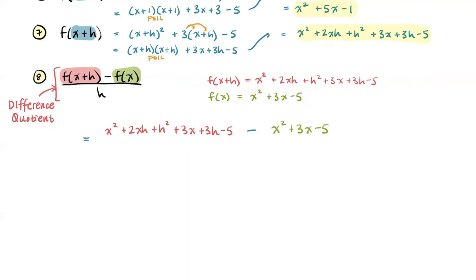Now you may remember when we were finding the profit equation, when we were subtracting cost, cost had more than one term in it, so we needed parentheses. The same thing is necessary here. The way that I've written it, the minus is only connected to the x squared, but we want to subtract the entire thing, so we need parentheses around the f of x part. And then this is all divided by h.